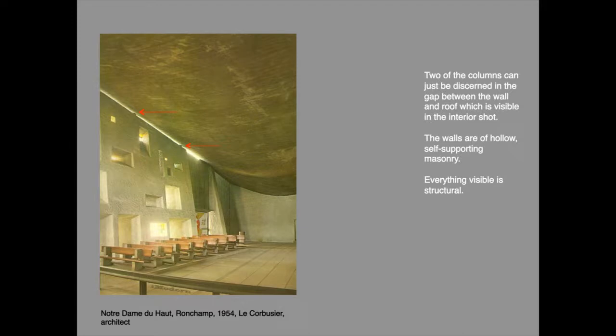There are, therefore, two independent structures here: the walls, which support themselves and provide enclosure, and the reinforced concrete frame consisting of columns and beams which support the underslung reinforced concrete roof slab. Everything which is visible has a structural function.